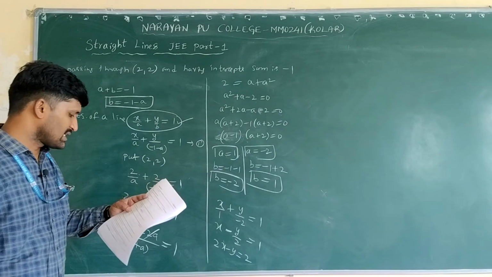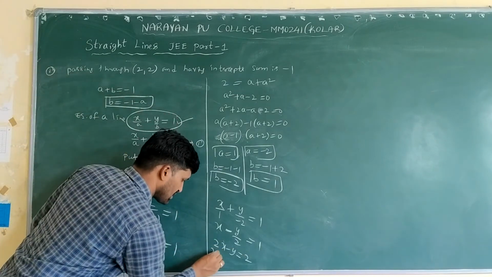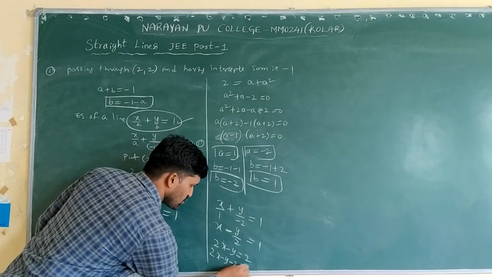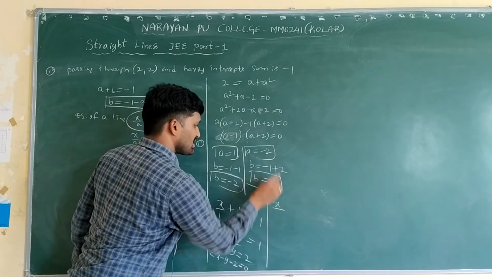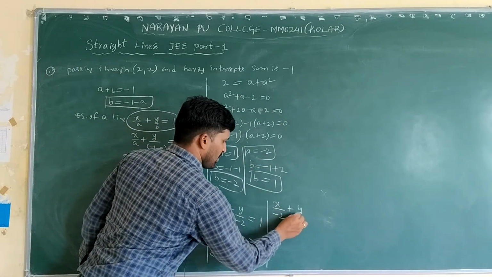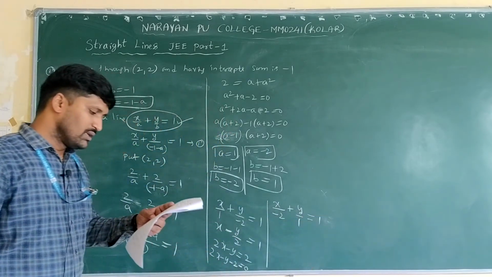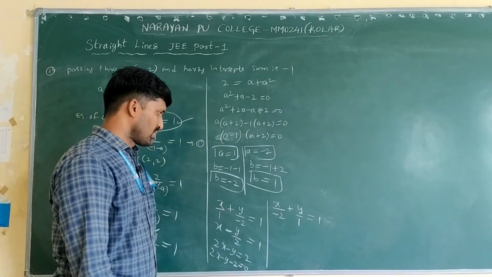That is the first line we get. By setting this value on the left side, what do we get? 2x minus y minus 2 equal to 0. Coming to the second one, same x by, what is the A value? Minus 2, plus y by the B value 1 is equal to 1. We can simplify this as per the signs.